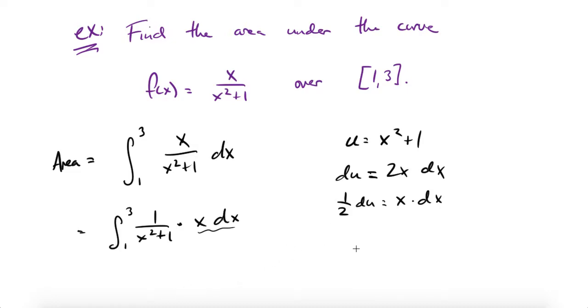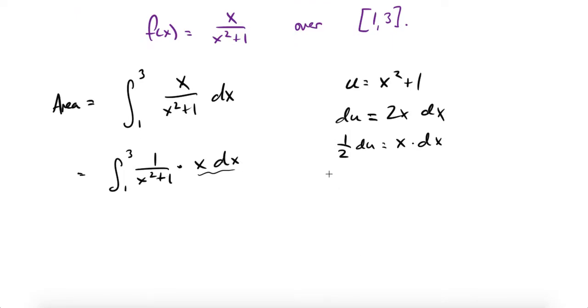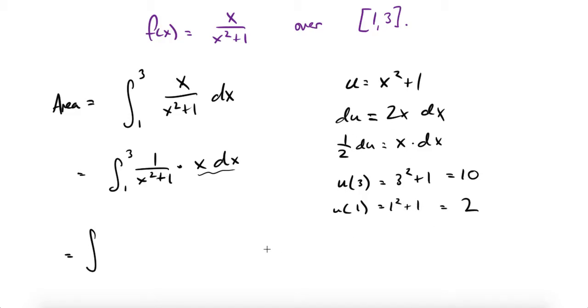And then also new in this section, right, is that I have my upper and lower limits to contend with. So I also need to figure out what's u of 3 and u of 1, my old upper limit and my old lower limit. So if I take 3 and plug it into u, right, I get 3 squared plus 1, so 10. And if I take 1, I get 1 squared plus 1, or 2. So my new integral that involves u is going to be the integral from 2 to 10.